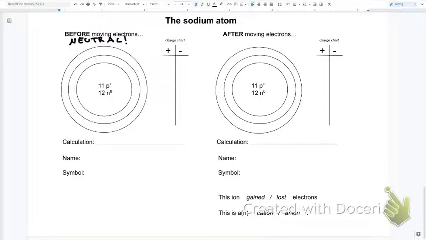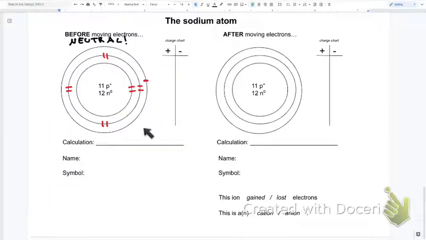So I'm going to add electrons in a red color to represent negative. So 1, 2, 3, 4, 5, 6, 7, 8, 9, 10, and 11. Okay, so now I know that this is totally neutral. I've got my 11 protons and my 11 electrons. Now remember, guys, you don't need to know how many electrons go on each ring yet. That's for next unit.